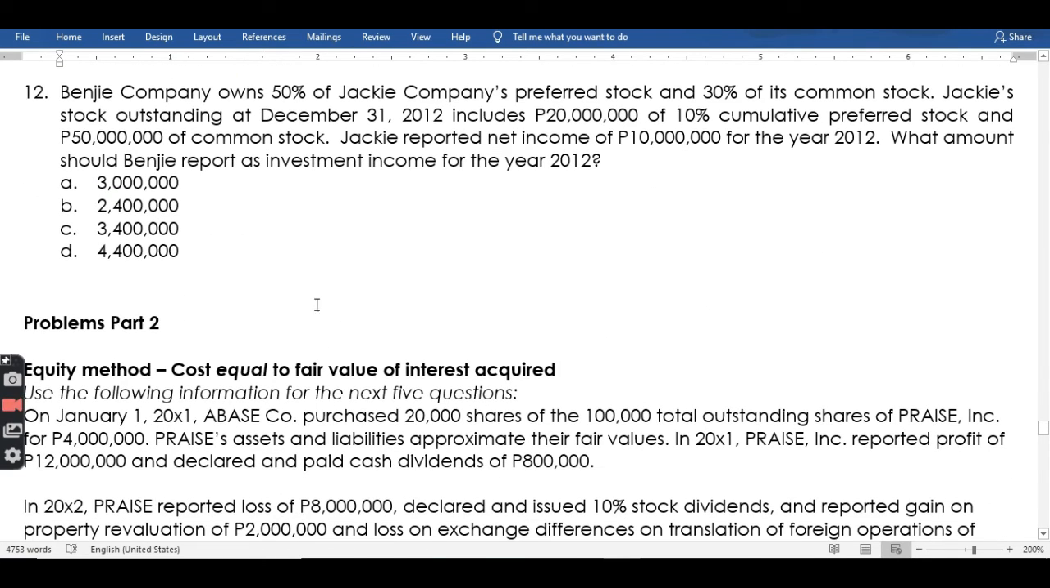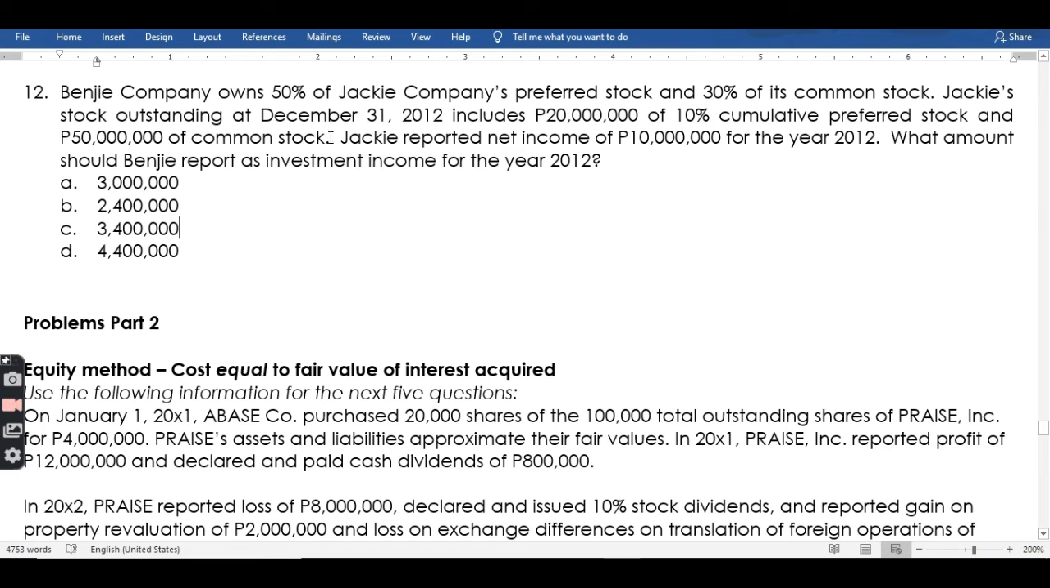Okay. Number 12, okay. Benji Company owns 50% of Jackie Company's preferred stock and 30% of its common stock. Jackie's stock outstanding at December 31 includes 20 million of 10% cumulative preferred stock and 50 million of common stock. Jackie reported net income of 10 million for the year 2012. What amount should Benji report as investment income for the year 2012? Okay. So, ang tinatanong dito, magkano yung income na i-recognize natin? Okay? I-recognize natin for 2012.